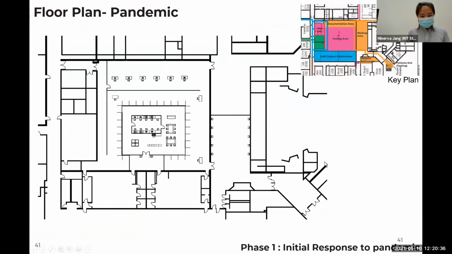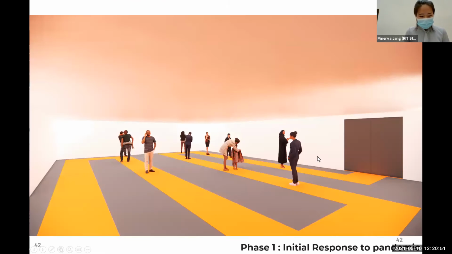And this is a detailed floor plan for phase 1 of the pandemic. People are going to enter through the middle school entrance, wait for their turn here, do the paperwork, get tested, and exit through the other doors. This is a way to propose the wayfinding in the waiting area.